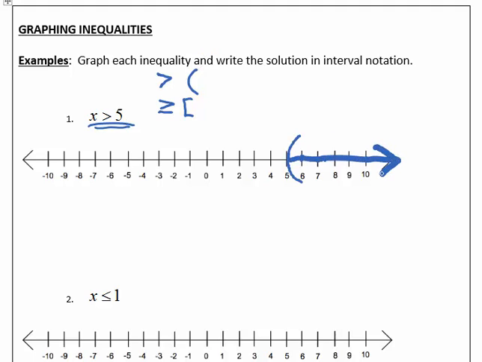Okay, and I highlight the arrow at the end indicating that it goes to infinity, right? So that's everything from 5 to infinity. Similarly, if we had the less than, which we'll see a little bit later, a less than guy gets a parenthesis, and a less than or equal to gets a bracket going the other direction. All right, we'll see that in the next example.